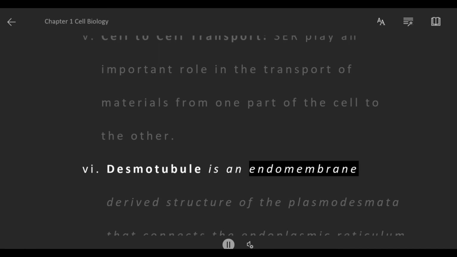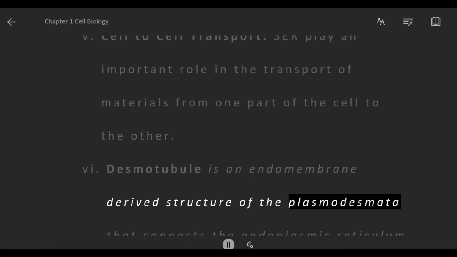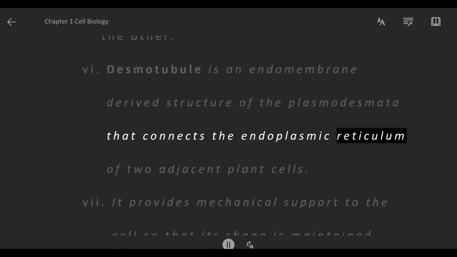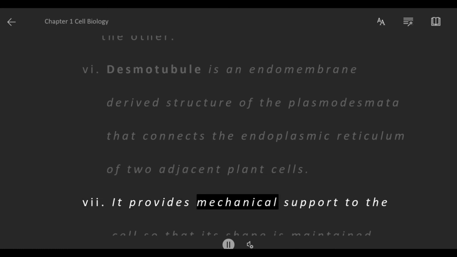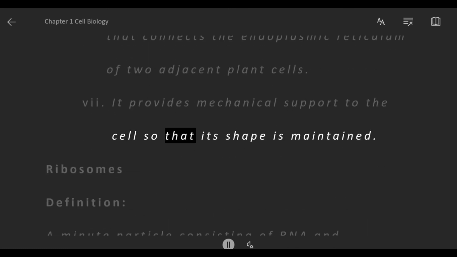Desmotubule is an endomembrane-derived structure of the plasmodesmata that connects the endoplasmic reticulum of two adjacent plant cells. 7. It provides mechanical support to the cell so that its shape is maintained.